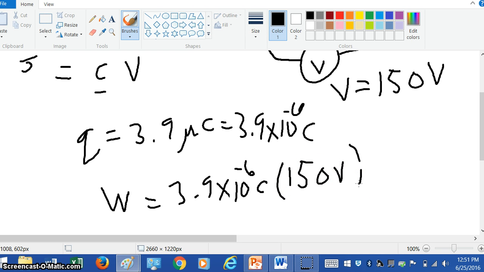Notice if you increase the voltage, the work would increase. If you increase the charge, the work would also increase. So let's figure out what this value is. When I do this with my calculator, I'm getting a value of 5.85 times 10 to the minus 4th. And since of course we're talking about work, it's in units of joules. Alright, so 5.85 times 10 to the minus 4th joules.